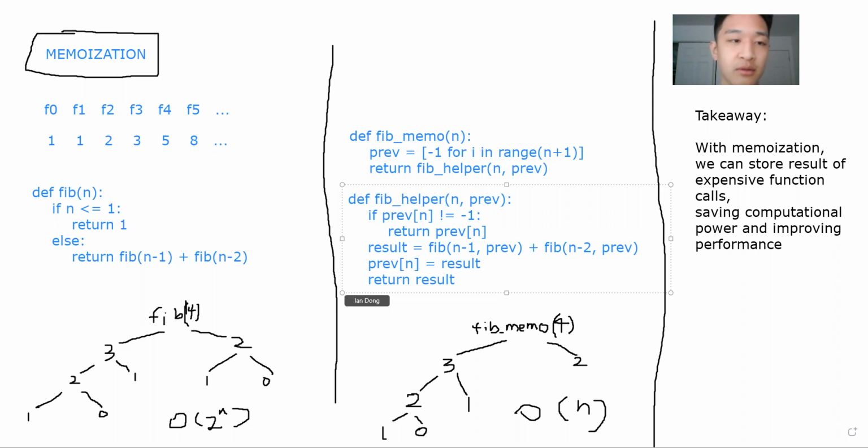So I'm going to show an example of that with Fibonacci numbers. Here we have them defined over here. The zeroth Fibonacci number is one, the first one is one, and then after that, you just sum the previous two and so on.